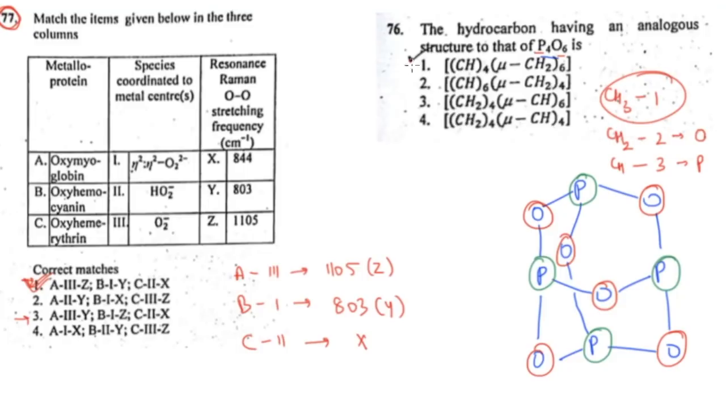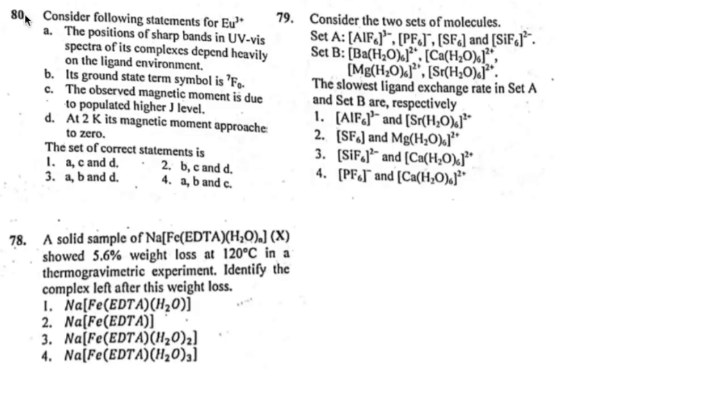That is only possible in option number 1: 6 CH2 units and 4 CH units. Mu is given because these are forming the bridging bonds. So your correct answer is option number 1. It was very simple to do this question. So we'll be taking these 3 questions over here, and all 3 were very easy to solve.